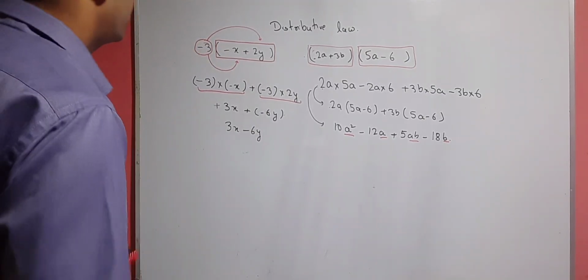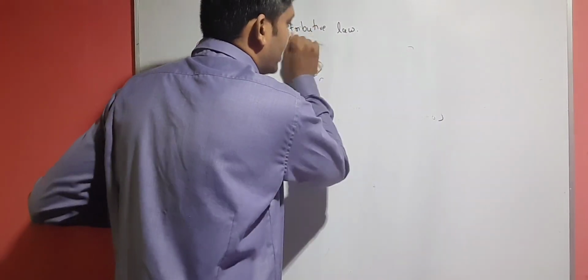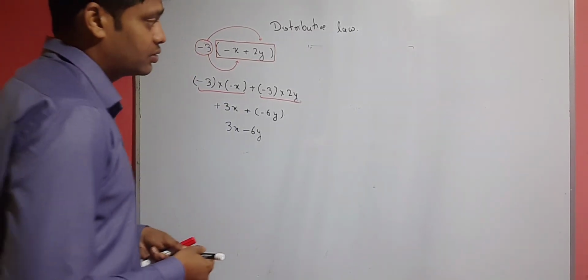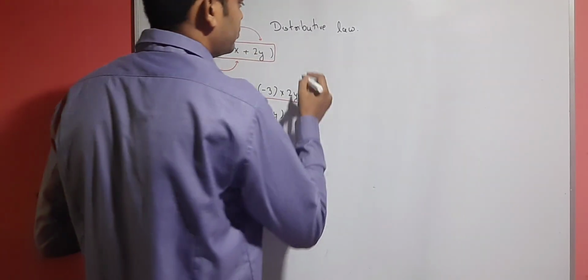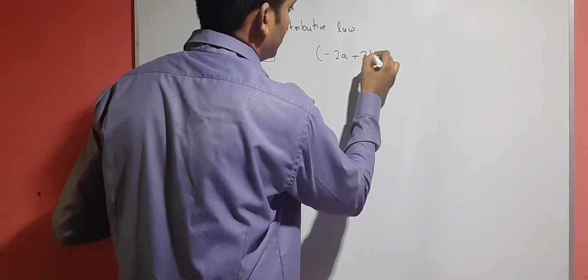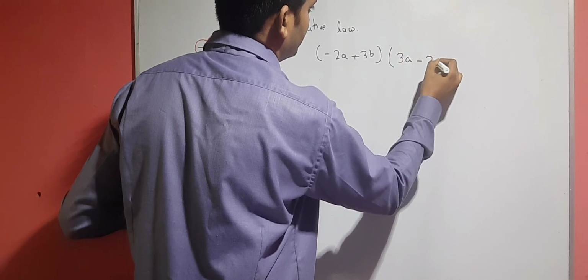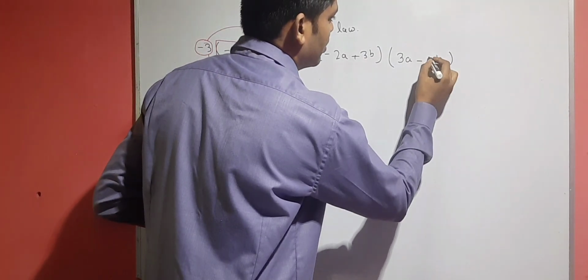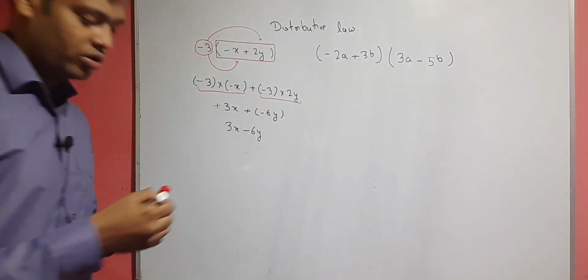Understood? Okay. One more question I will give you. I've explained all the things, how a like term looks like, and how to pair up the like terms, from the starting of the video. So now if the question is minus 2a plus 3b, times 3a minus 2b, for example, or you write 5 here.